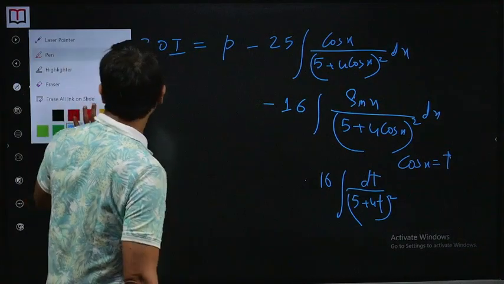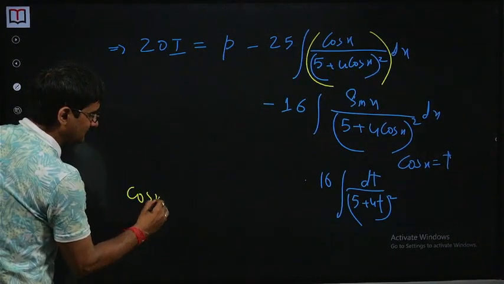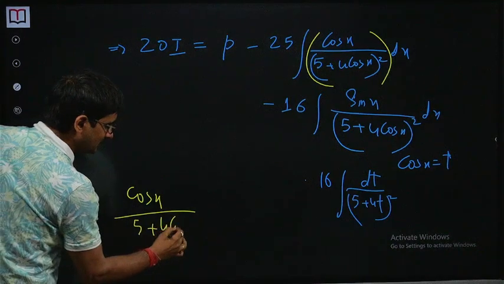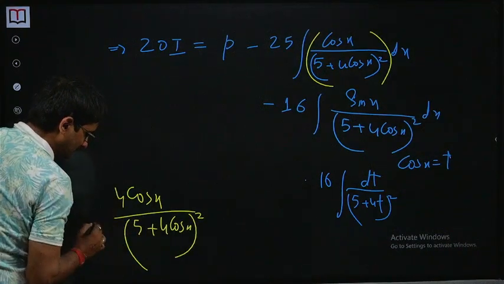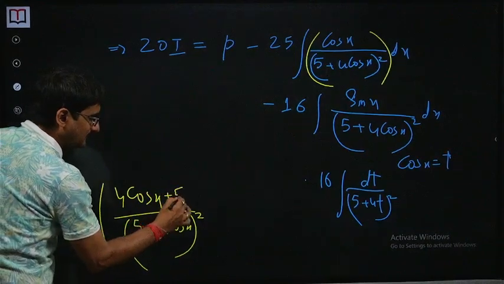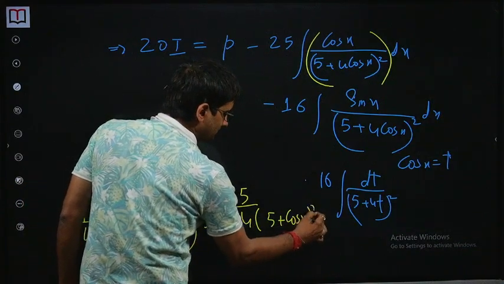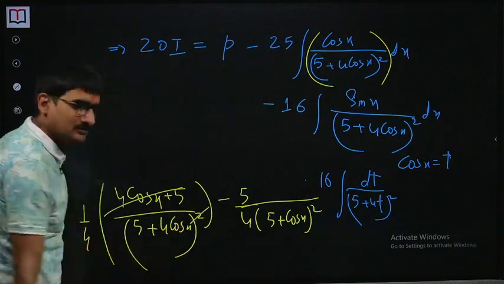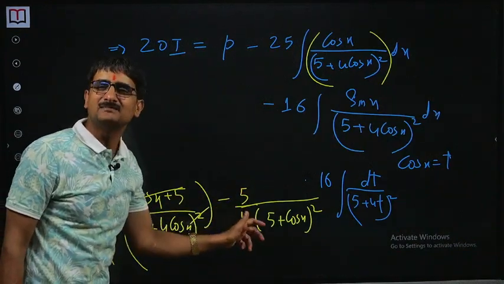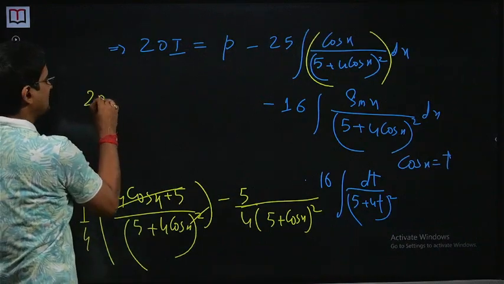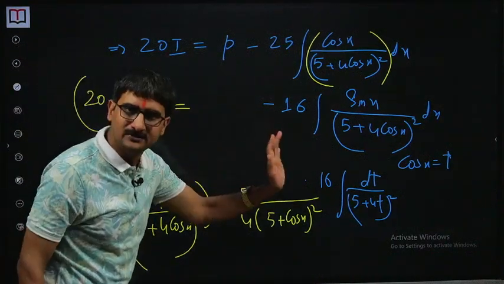Now again, the last thing left out is here. So how can you take care of it? So I will write cos x upon (5 plus 4 cos x) whole square. See, try to write it in terms of the denominator itself. So how? 4 and 1 by 4, okay, add 5 and then subtract 5. Now this is gone. Now this is integral of 1 upon 5 plus 4 cos x, and this is what? This is minus 5 by 4 I. This will come this side, so 20 plus 5 by 4 I is equal to, this one is done first.